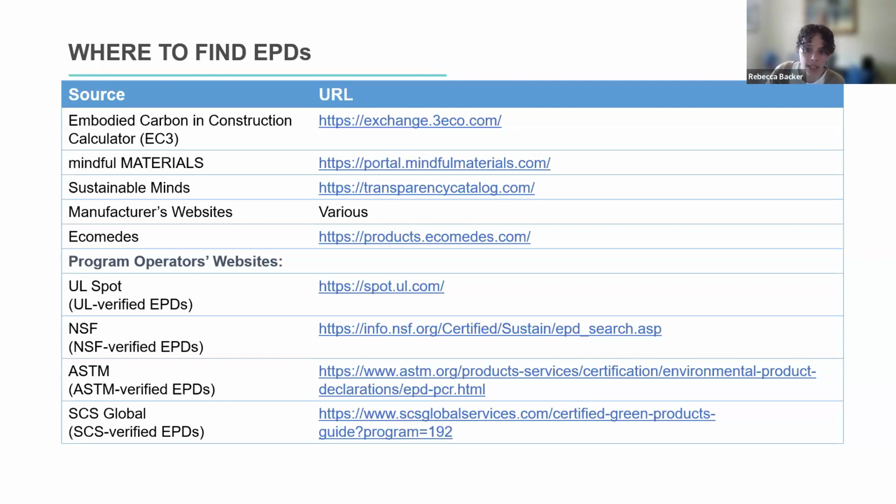And then, of course, I would also recommend you look at a manufacturer's website, or other good resources would be program operators. They'll all list the EPDs that they verify. So in North America, the big players in this space are going to be UL, NSF, ASTM, and SCS Global, and not listed here, but also Sustainable Solutions Corporation, or SSC.